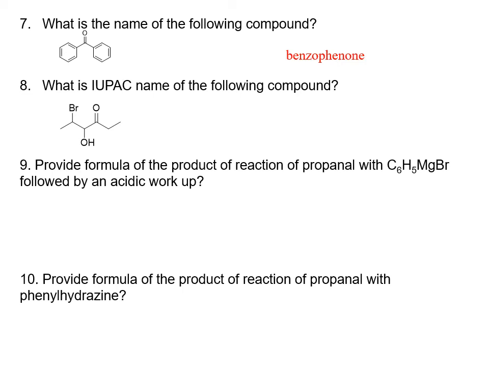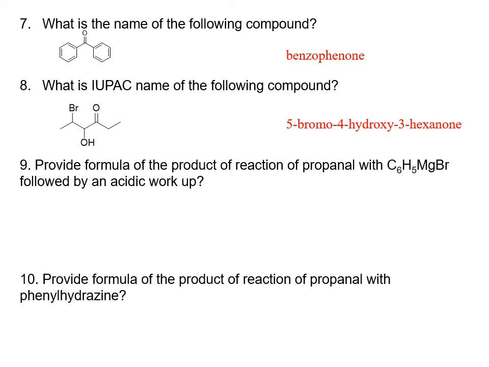Question 8. What is IUPAC name of the following compound? This is a ketone and there are 6 carbons, so hexanone. Carbonyl group is on carbon 3, so 3-hexanone, and then we name the rest accordingly. So it is going to be 5-bromo, 4-hydroxy, 3-hexanone.